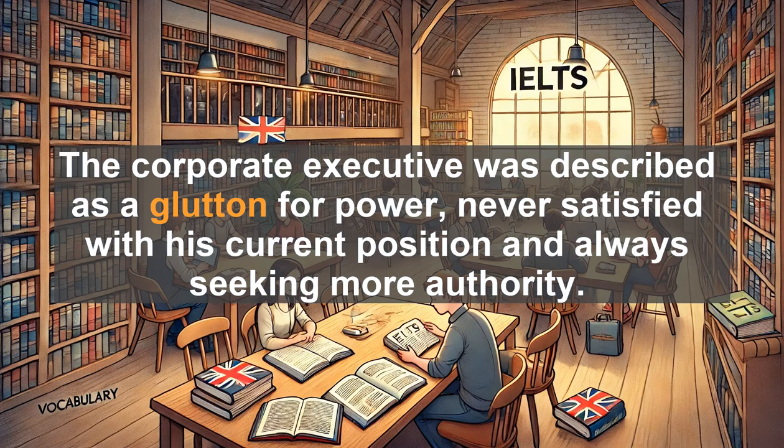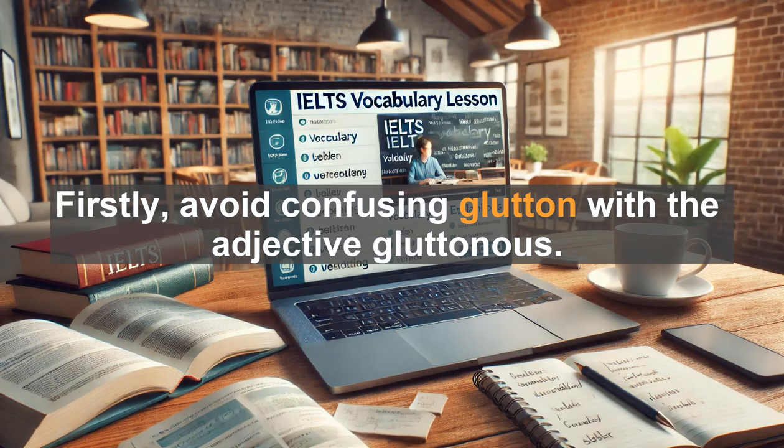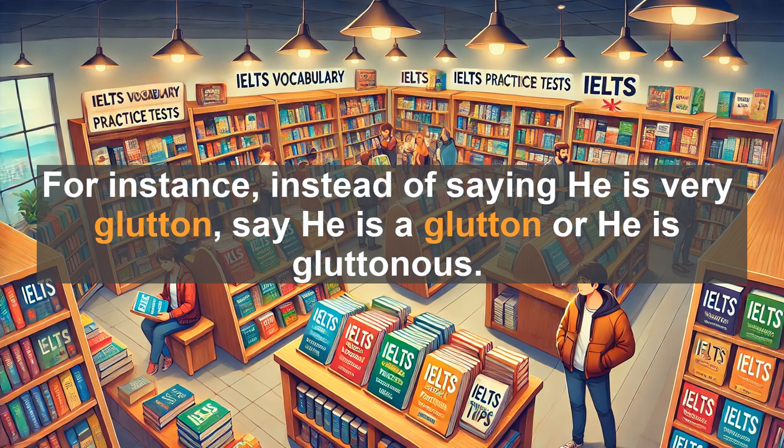The corporate executive was described as a glutton for power, never satisfied with his current position and always seeking more authority. Common errors in use. While using the word glutton, be cautious of these common mistakes. Firstly, avoid confusing glutton with the adjective gluttonous. For instance, instead of saying he is very glutton, say he is a glutton or he is gluttonous.